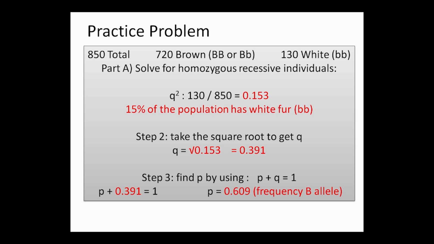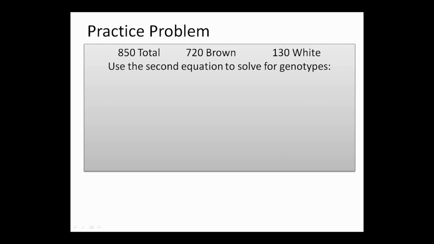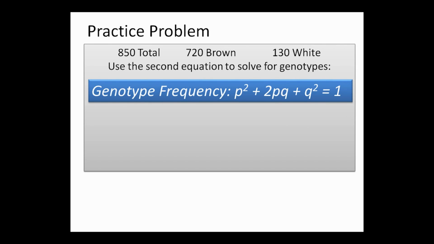Now part 2, or part B. So now I want to use this equation to solve for my genotypes. I want to break it down. I wanted to know my percentage of heterozygous. So what I'm going to do is just pull out my heterozygous portion, my 2pq, and I'm going to plug in my allele frequency values into p and into q. And I just multiply. And I get 0.476. Multiply that by 100, and I get 47.6% heterozygotes.